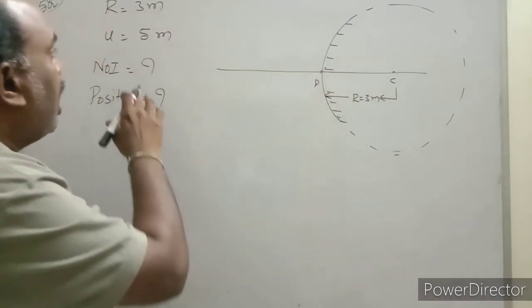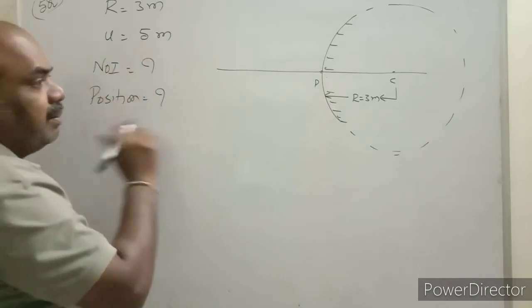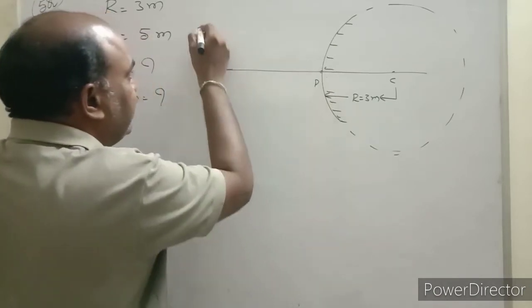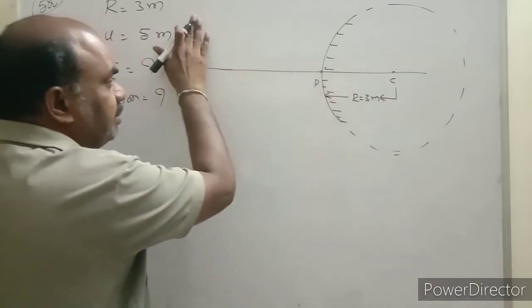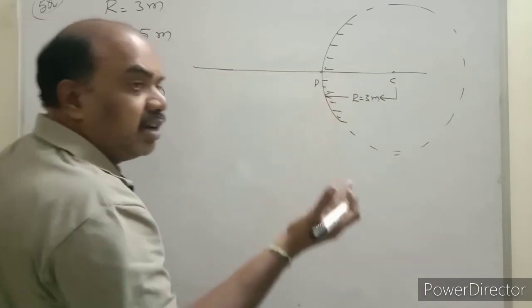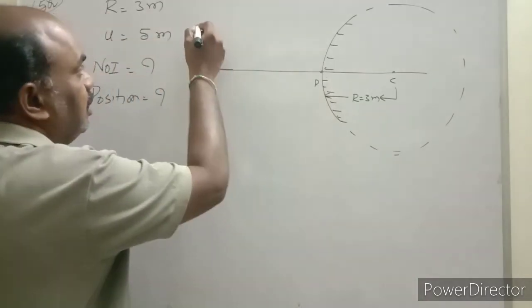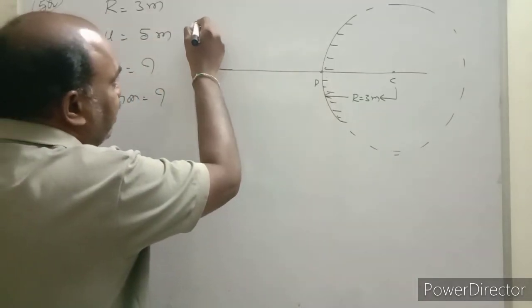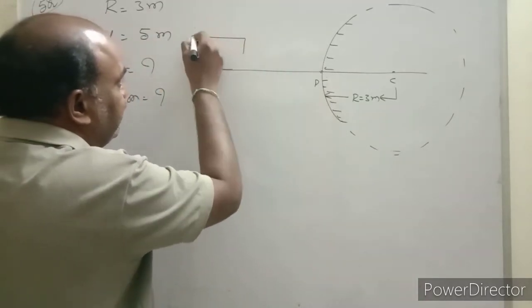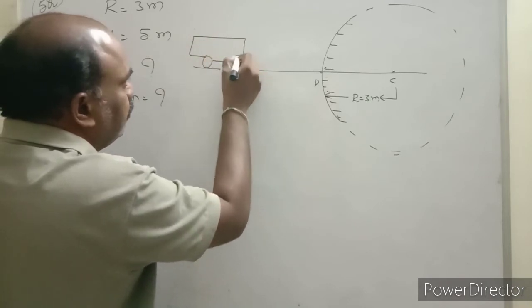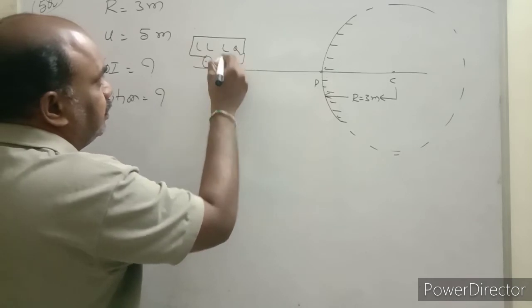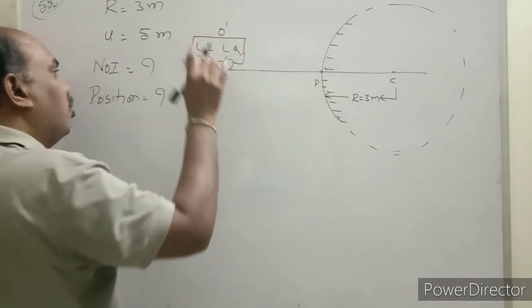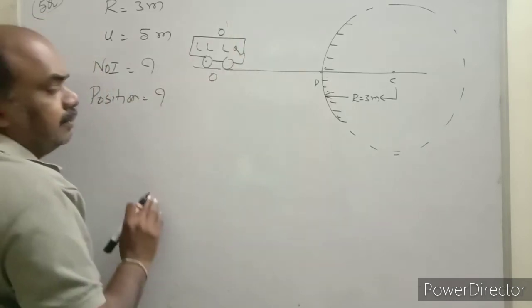Now, an object, a bus, is present at 5 meter. Let us consider here, this is the reflecting side, this is the non-reflecting side. The object must be on this side. It is a rear view mirror. Generally a convex mirror is used as a rear view mirror. Rear view mirror means to see the back traffic. Here one bus is present. This is a bus. The object is the bus. O dash is the height of the bus. O is the object.